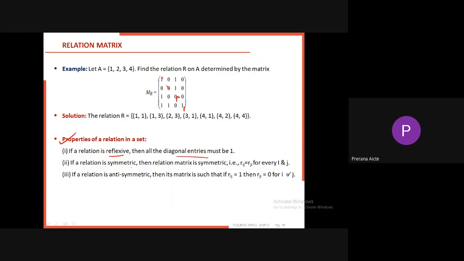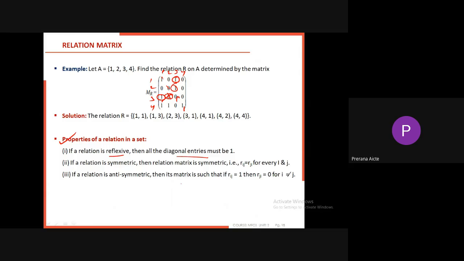Next, if your relation is symmetric, then the relation matrix is a symmetric matrix. That means R of ij equals R of ji. Let us see here, this is 1, 2, 3, 4. Again you assume it as 1, 2, 3, 4. If you have 1 comma 3 as 1, then 3 comma 1 should be 1. Next 1 comma 1, that is there. So 2 comma 3 is 1, 3 comma 2 should be 1, but it is not, it is 0. So it is not following the symmetric property. So like that we can check.